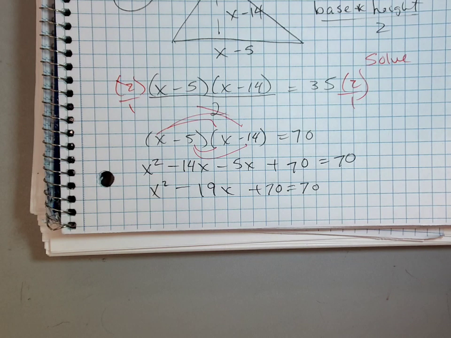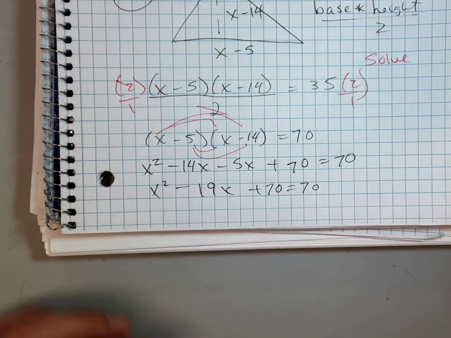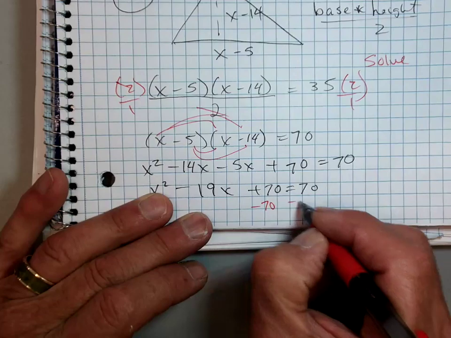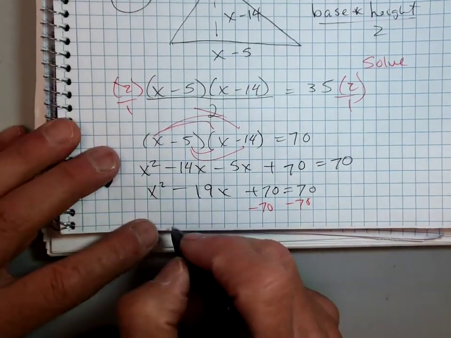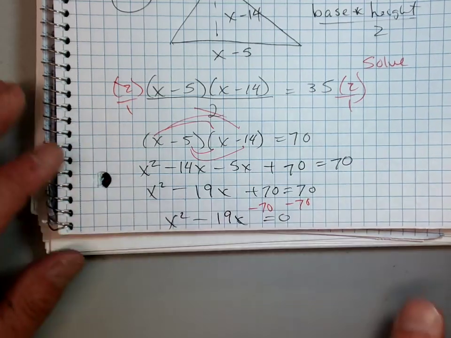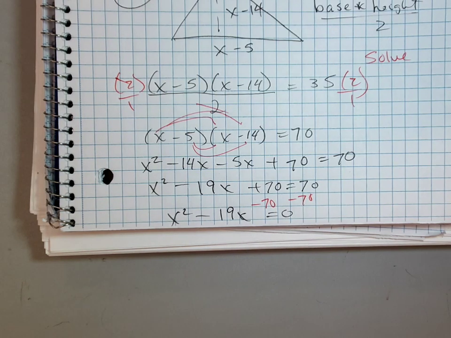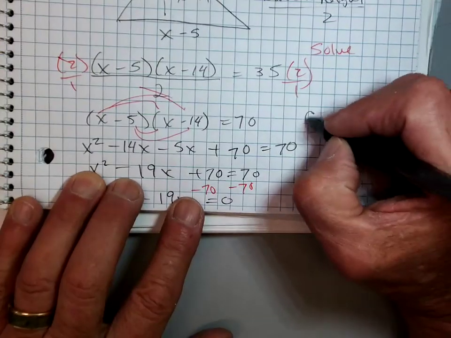And then let's solve for x. So we need to make it equal to 0. You guys agree? So I'm going to go minus 70 minus 70. And I'm going to get x squared minus 19x equals 0, okay? Yeah, factor. Now this is what we did a couple of days ago. This is common factoring. Remember common factoring? So I'm going to common factor.